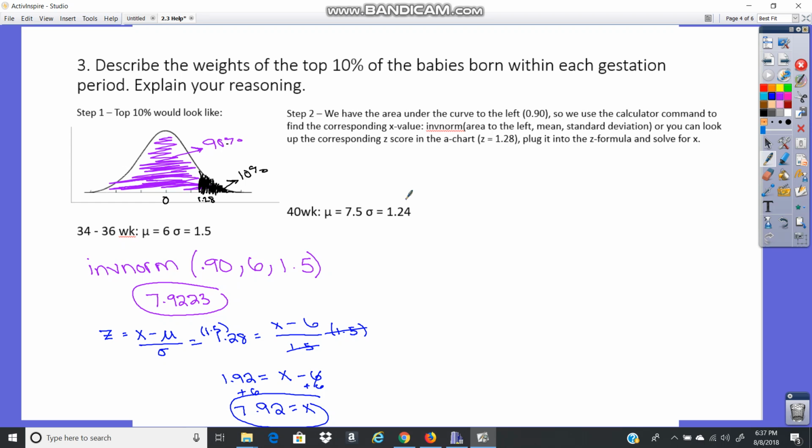Now if we're doing the same thing here for 40 weeks, we would go inverse norm. Area to the left would be 0.90, because we know to the right it is 0.10. Our mean is 7.5, and our standard deviation is 1.24.